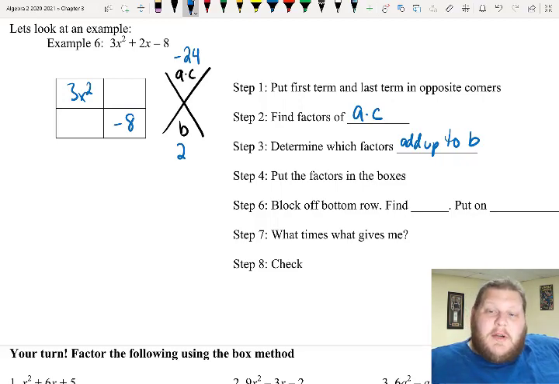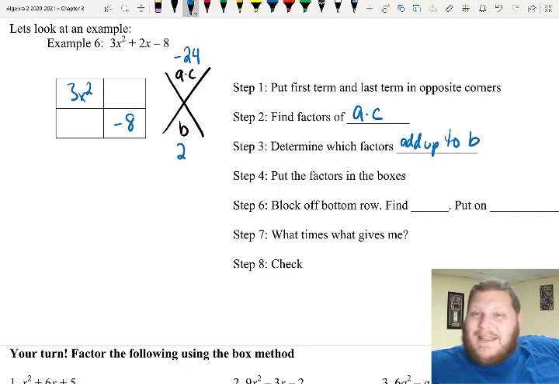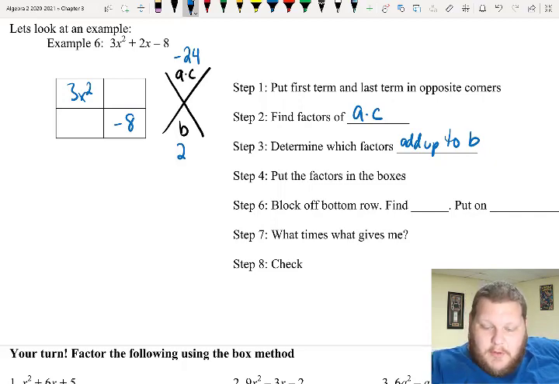This is a part of the process where it could be really obvious to you what they are, or it could be something that we struggle with a little bit. I always like to make a list of my different factors, things that multiply together to give me negative 24. So I have 1 times 24, 2 times 12, 3 times 8, and 4 times 6.